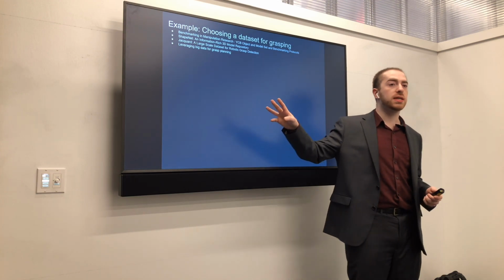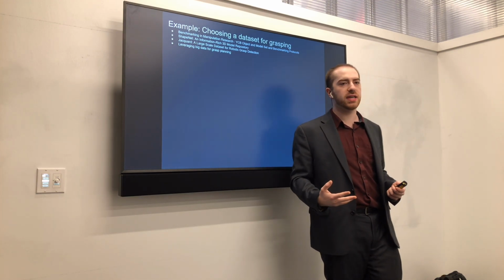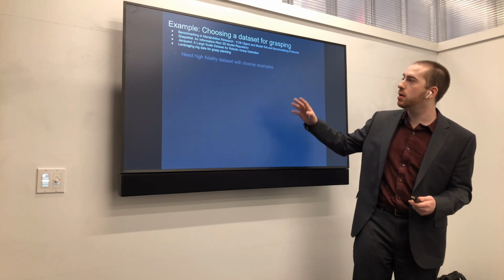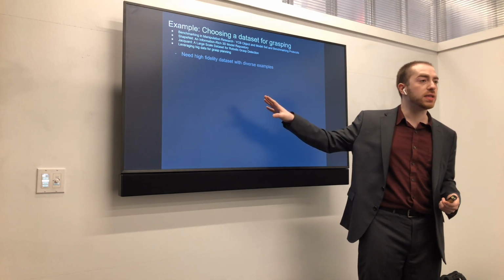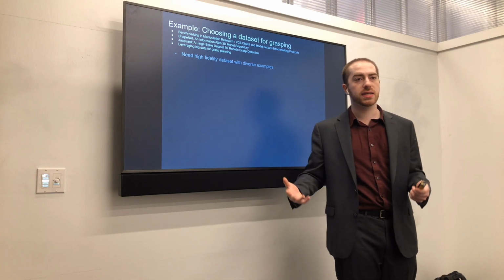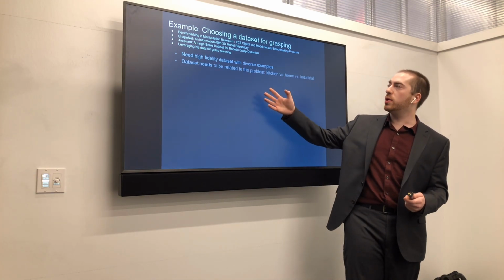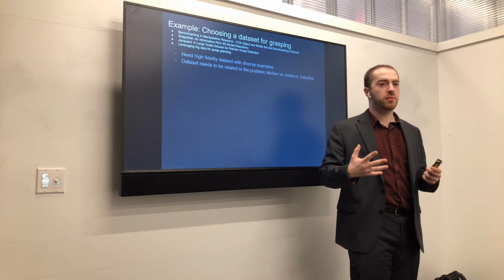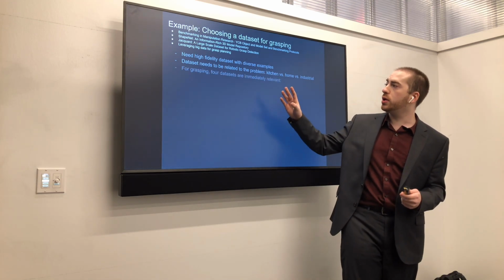So I want to talk about choosing a data set for grasping, sort of a specific example of where we might want to choose a data set. So we need a high fidelity data set with diverse examples. We need household objects, kitchen objects. It needs to be related to the problem. We need to figure out how to reduce the data set we want to use.